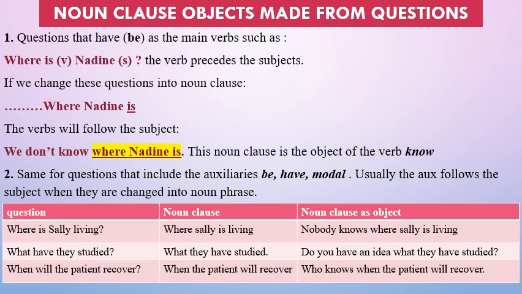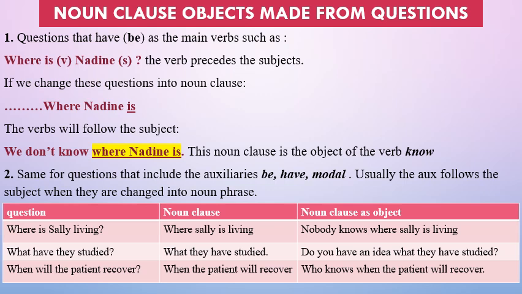When the auxiliary verb like have, be, or a modal verb is present, usually this auxiliary will also change its position to after the subject. For example, initially the sentence in question mode: where is Sally living? You are asking about the place of Sally's living.